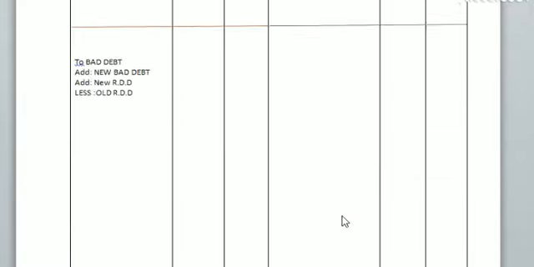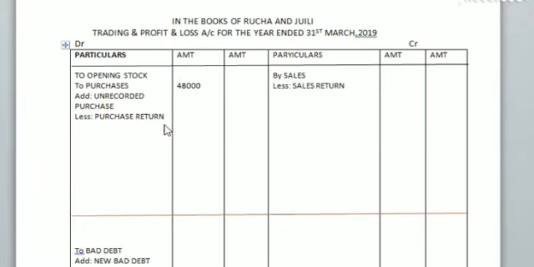Now we will start with this sum. The first item given is purchases. So purchases 48,000 rupees we have written here. After that, trade expenses will come in the trading account. So we write purchases in the trading account. Here we have written trade expenses 3,000 rupees in the outer column.